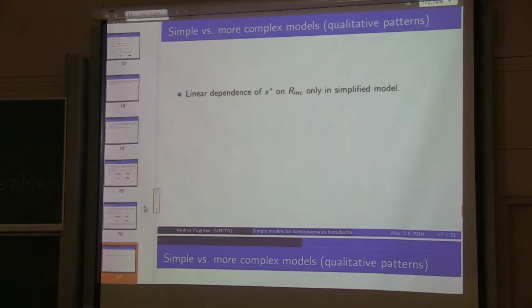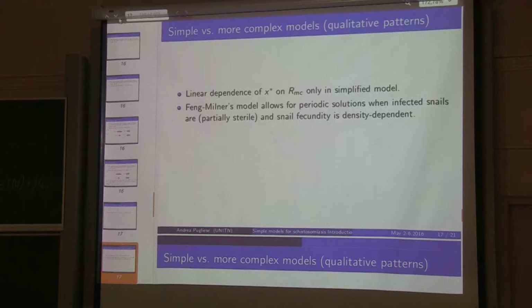For instance, in the model by Feng and Milner, some of these quantities depended through the square root in the equilibrium. Another difference between the simple and the more complex model is that if the model assumes some snail dynamics and some compensation, it's possible that one might get periodic solutions, so terms of increase and decrease that are not related to therapy or other factors, which is something that you cannot have in a simple model.